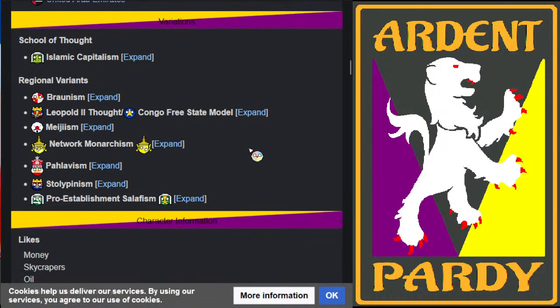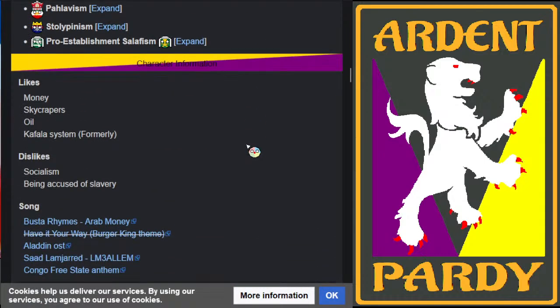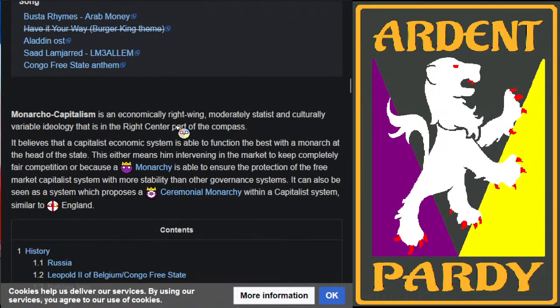School of thought, Islamic capitalism. Oh, that's variations. Okay, so it is an economically right-wing, moderately statist, and culturally... moderately statist? It's monarchism, you twits. It doesn't get more statist than monarchism. A culturally variable ideology that is in the right center part of the compass. It believes that a capitalist economic system is able to function the best with a monarch at the head of the state. I would agree.